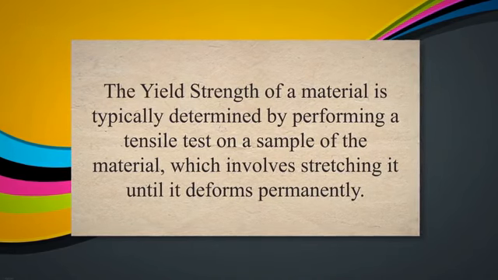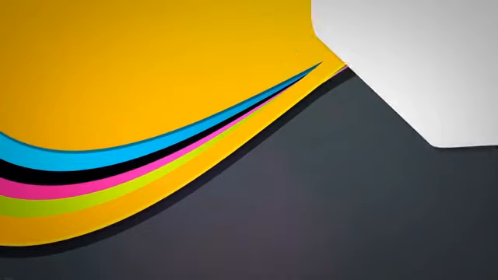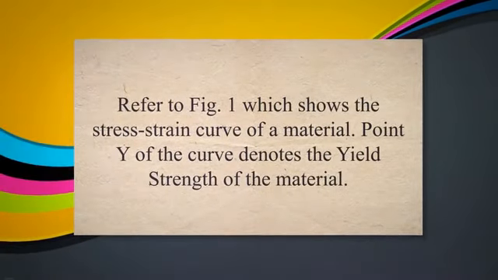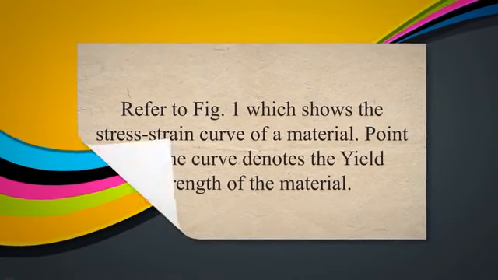In general, the yield strength of a material is denoted by the symbol sigma y. Refer to Figure 1, which shows the stress-strain curve of a material. Point Y of the curve denotes the yield strength of the material.